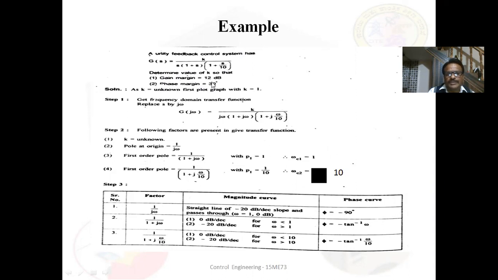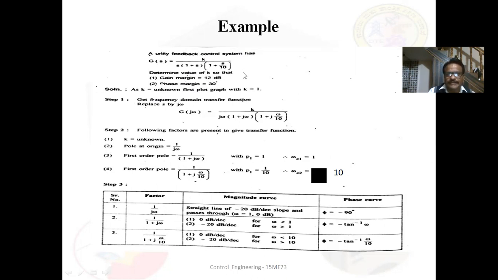When gain margin is equal to 12 dB, what is the new K value? Then in the second case, when phase margin is equal to 30 degrees, what is the new K value? Initially, we are assuming K value is equal to 1. First check whether it is in standard time constant form or not. Now this open loop transfer function is in standard time constant form.